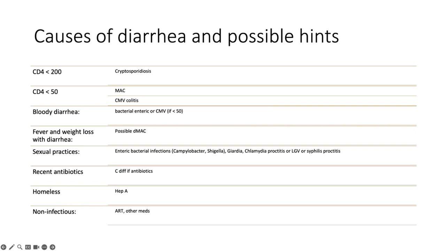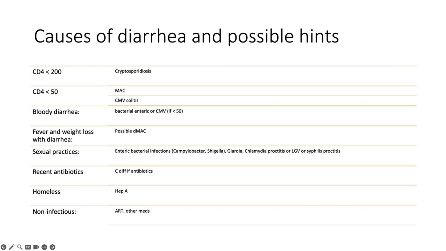Sometimes you think of different potential hints related to it. Obviously, CD4 count plays into what can be the cause. CD4 less than 50, you worry about CMV colitis. If it's bloody diarrhea, you think about your typical causes of bloody diarrhea even in non-immunocompromised patients, and CMV. If they also have fever and weight loss, then you think about disseminated MAC.